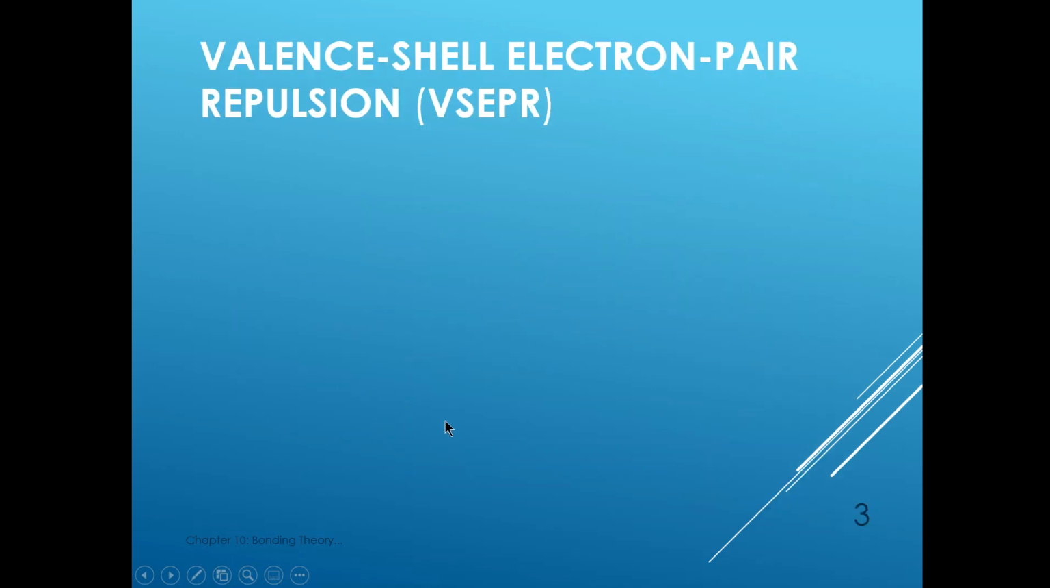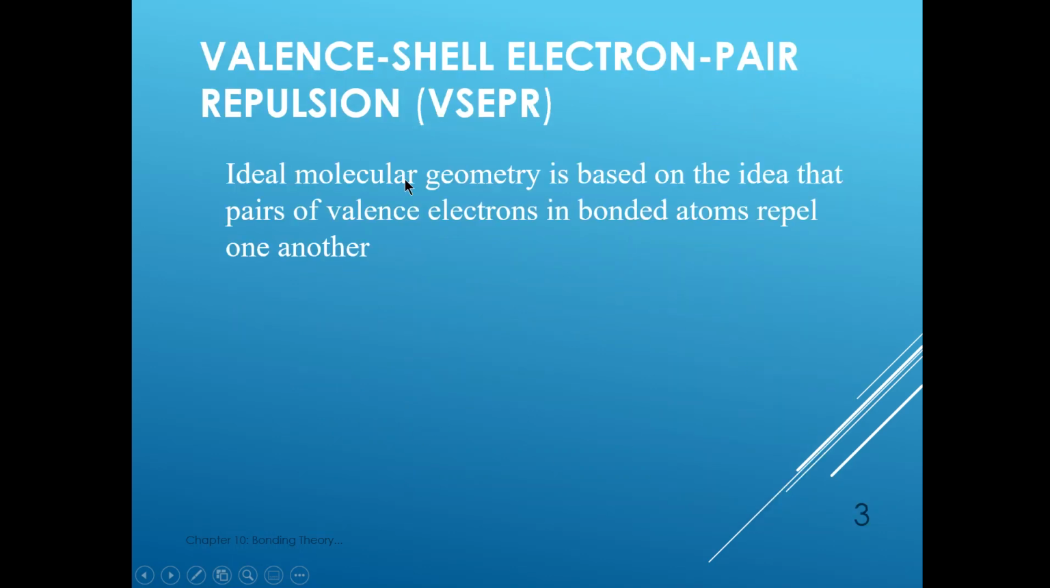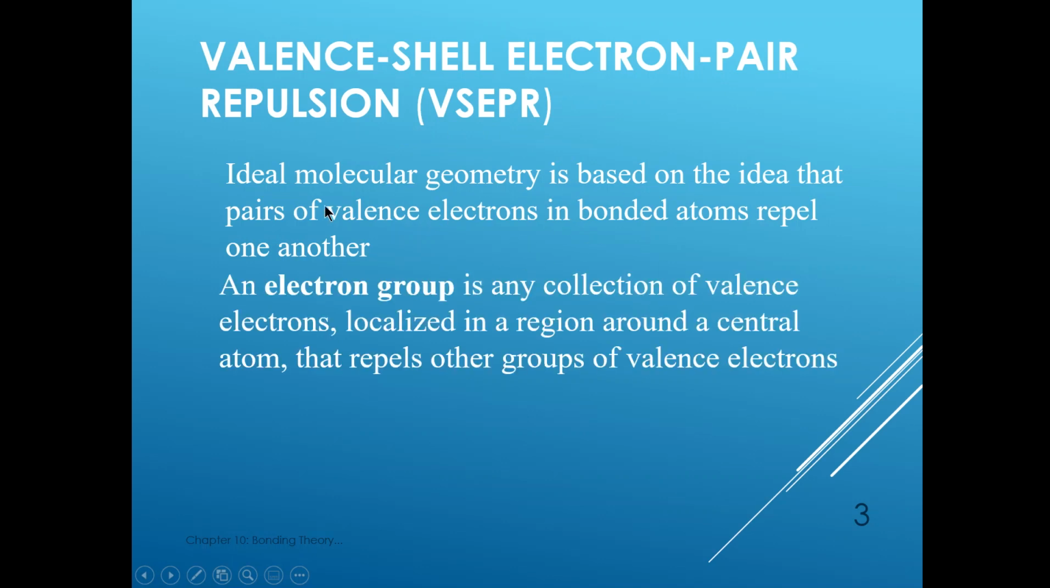Okay, so this brings us to the theory that is used to explain all this. It's called the valence shell electron pair repulsion theory, abbreviation VSEPR, or some people like to say the VESPER theory, all right? And basically, what this theory says is that the molecular geometry is based on the idea that pairs of electrons in the bonded atoms, and this is in particular reference to the central atoms, will repel one another.